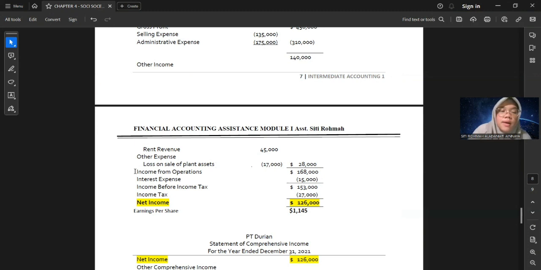We will get income from operation, reduced by interest expense. Then we will get income before income tax. There is income tax. And in the final, we will get net income. Now, this net income we will use to get EPS or earnings per share.